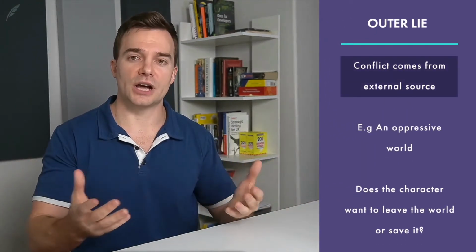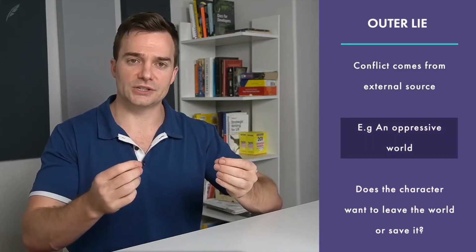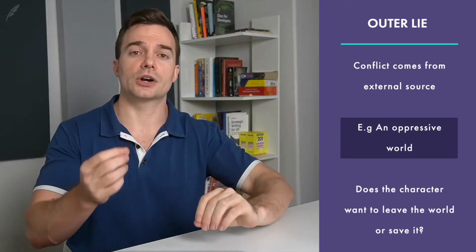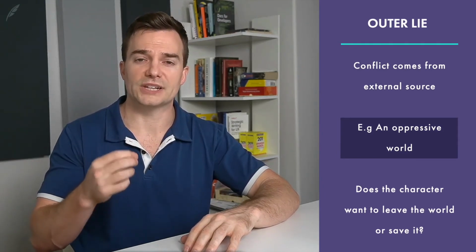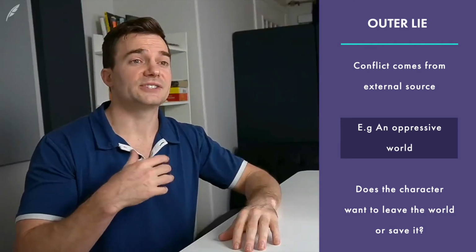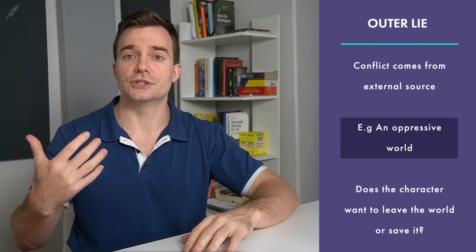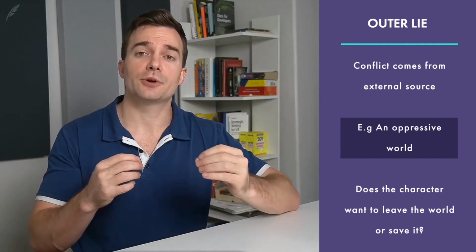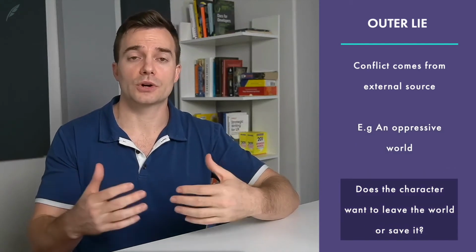This is the outer lie. This takes the form of an oppressive world that they need to overcome or change. An obvious example is The Hunger Games. Katniss Everdeen is on a mission to change the oppressive world that she lives in. The world represents the lie. The opposite of that established world is one where Katniss is free to do what she wants. Sometimes the protagonist is setting out to destroy the world, or they might aim to transform it or simply leave.